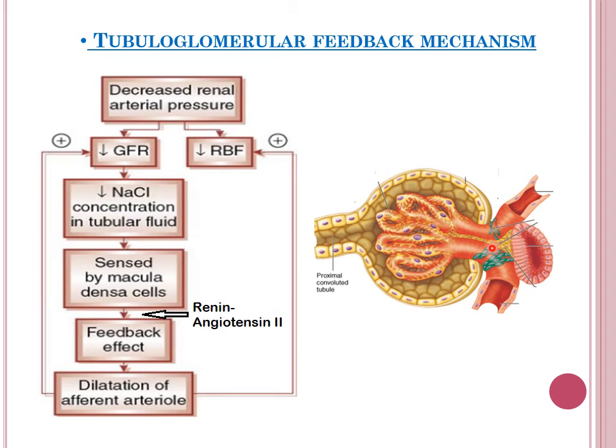Second is that whenever the macula densa cells sense this decreased sodium chloride concentration, they give feedback to the juxtaglomerular cells in the juxtaglomerular apparatus, which causes release of renin, and that renin causes the formation of angiotensin 2. And this angiotensin 2 is basically a vasoconstrictor, but initially in low dose, it will only cause constriction of the efferent arterioles. So it will increase the renal blood flow and the GFR, but later on, by severe constriction of the efferent arterioles, it may decrease the renal blood flow.